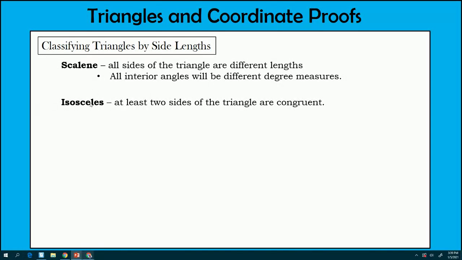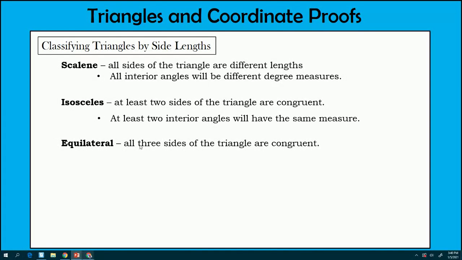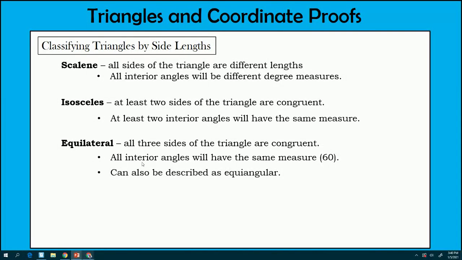An isosceles triangle, what we just got done working on, is a triangle, remember the definition, that at least two sides are congruent. So in an isosceles triangle, we also know that at least two interior angles are going to be the same. And then equilateral, we know that's all three sides of the triangle are congruent. All interior angles are going to be congruent, which are all going to be 60s. We also can call this equal angular.